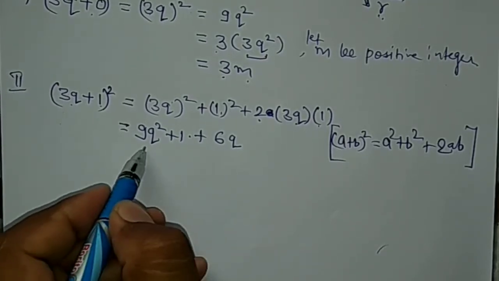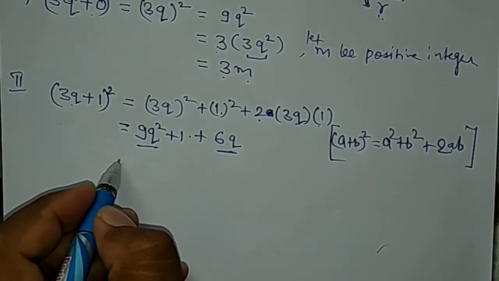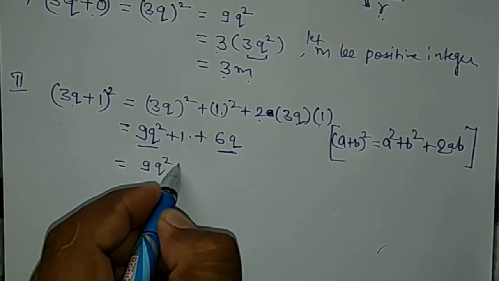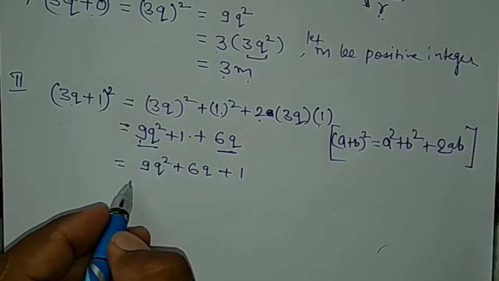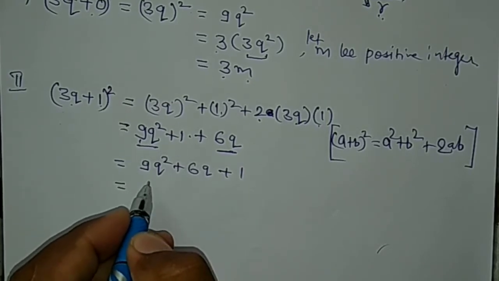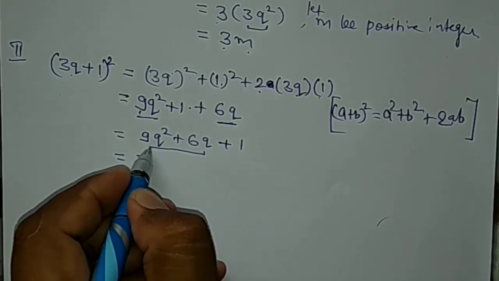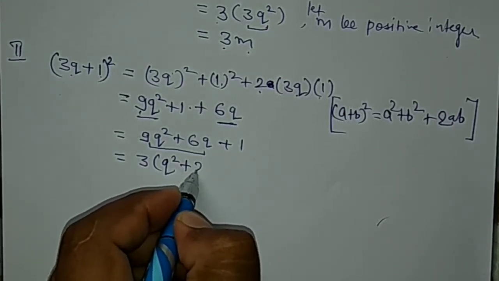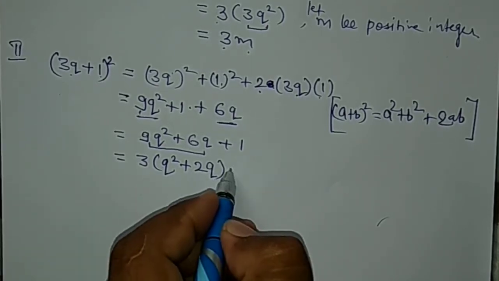Now I am taking this and this only. So what is this? This is 9q square plus 6q plus 1, rearranging only. Okay, and then we can write like that. Take the common 3 from both the terms, only both the terms. So that is 3 times (3q square plus 2q), and that is a 1 here.